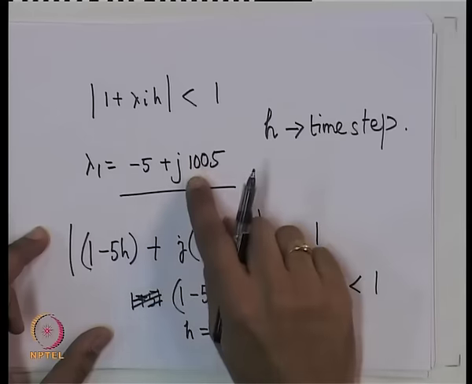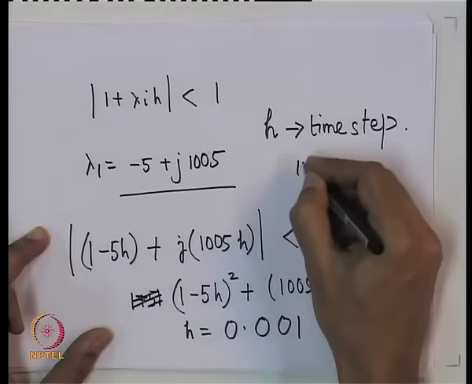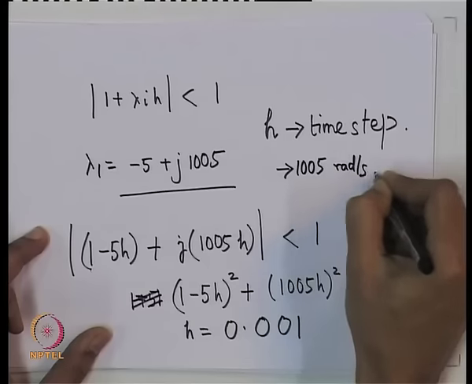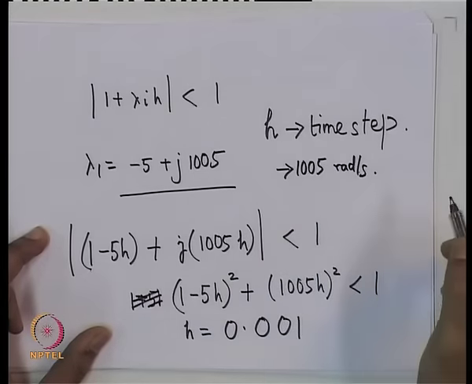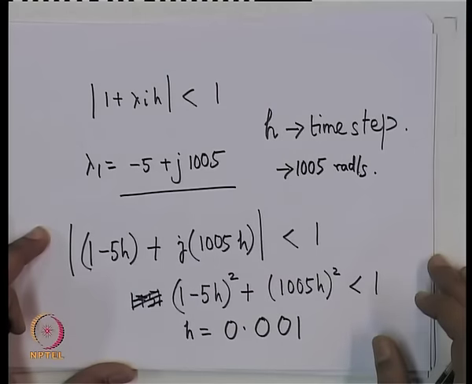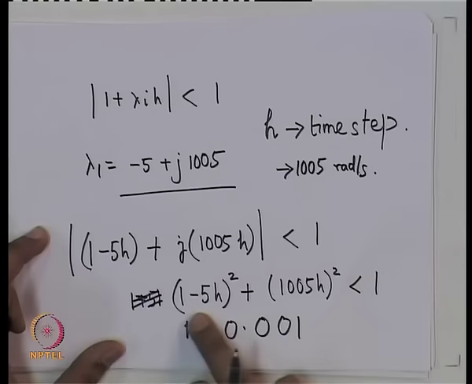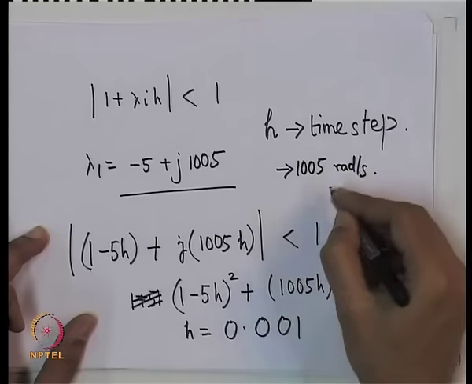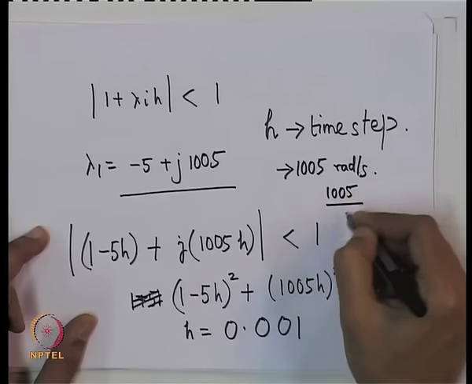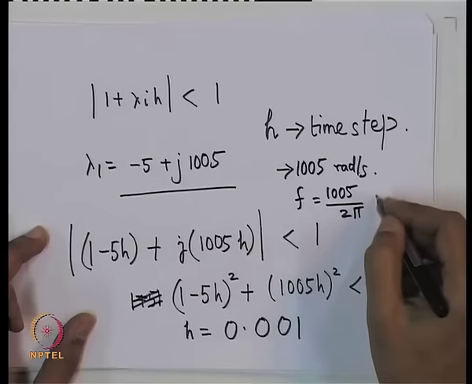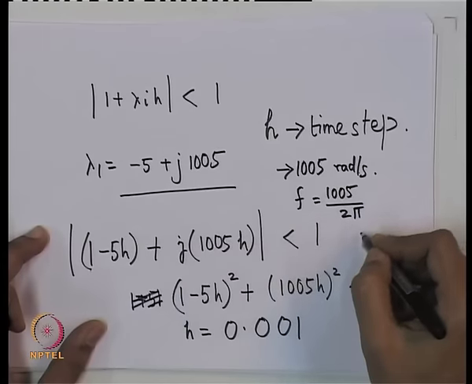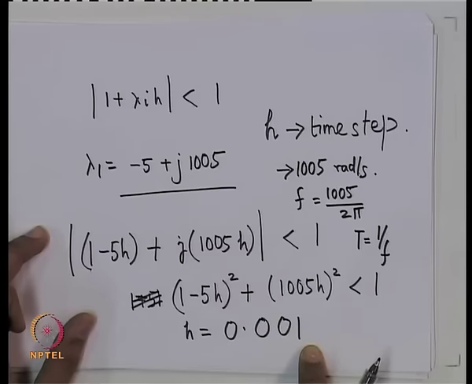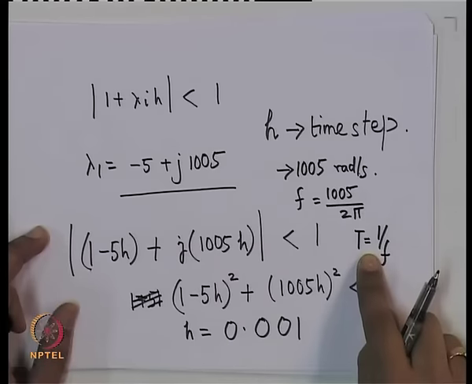For example, you expect that this frequency is, the imaginary part of course corresponds to the frequency of the oscillation in radian per second. We expect that if I choose a 1 millisecond time step, it should be able to mimic the response, but unfortunately that is not true because this relationship is not satisfied. 1005 radians per second corresponds to around 1005 divided by 2 pi as the frequency. The time period of this is of course 0.01. So, we expect that if we choose a 1 millisecond time step, we should be able to mimic the response, but that is not true.